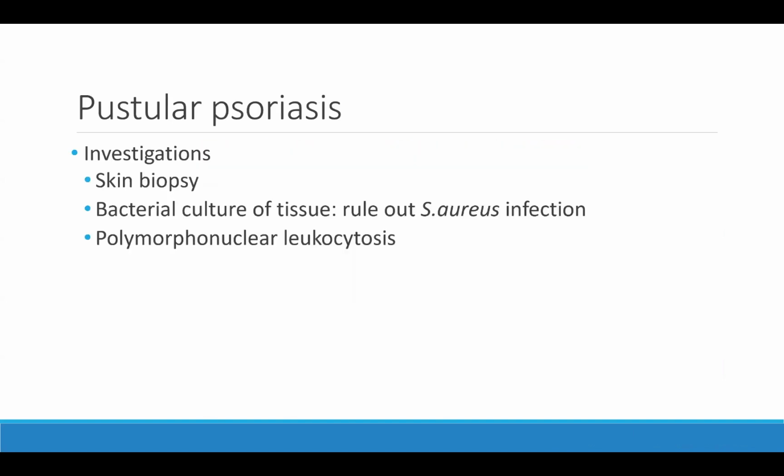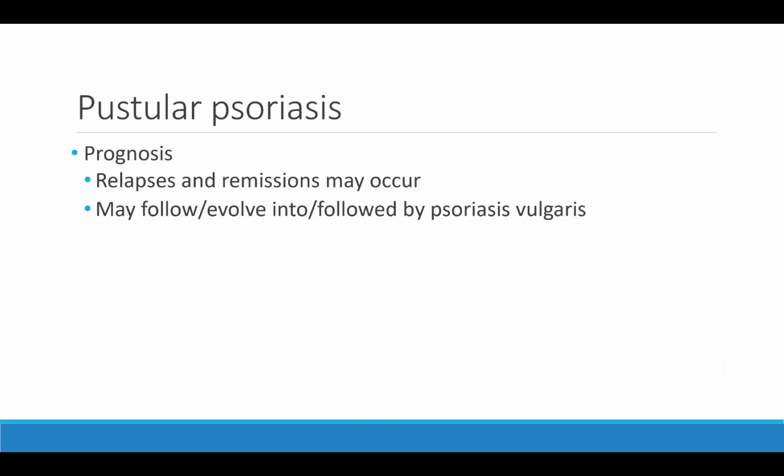And in pustular psoriasis, investigations are skin biopsy, bacterial culture of the tissue to rule out Staph aureus infection, and on FBC you find polymorphonuclear leukocytosis. Prognosis, relapses and remissions may occur. It may follow, evolve into, or be followed by psoriasis vulgaris or plaque psoriasis.